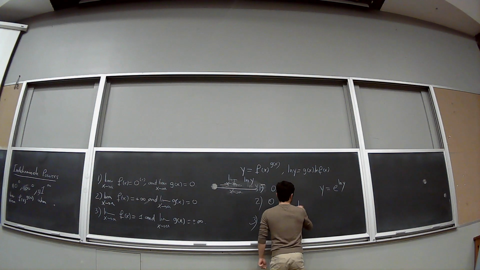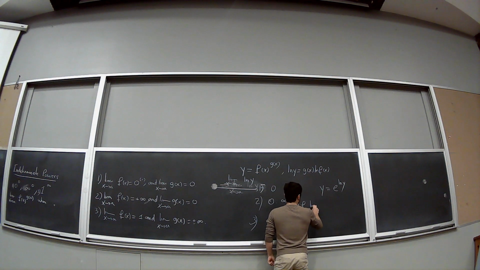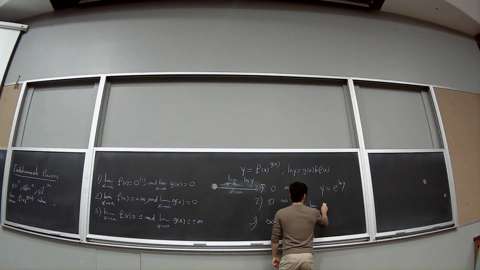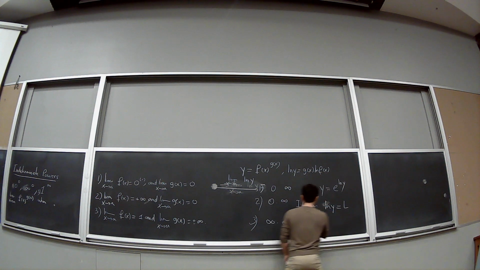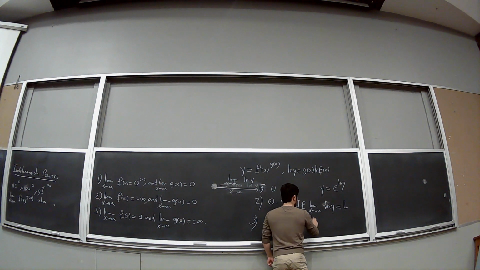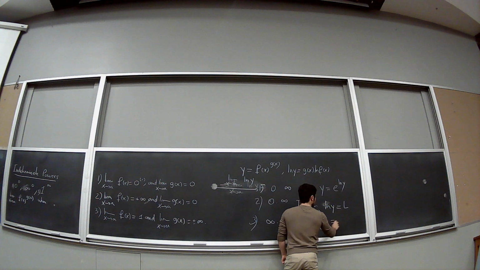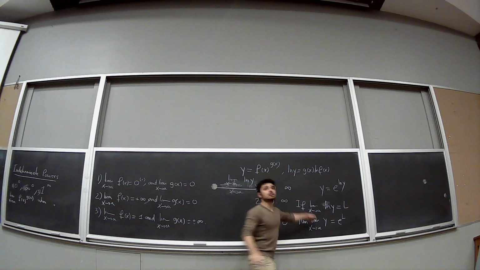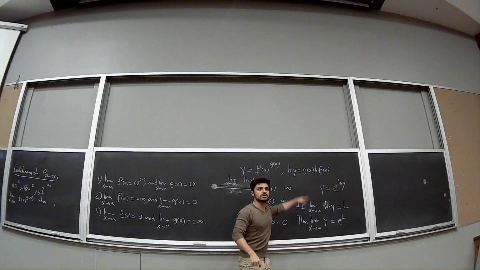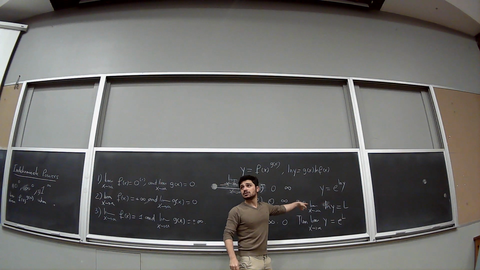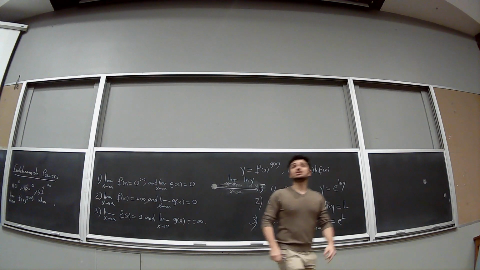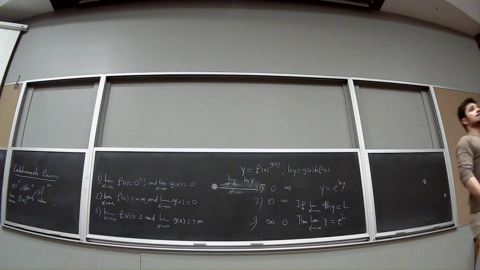So, if the limit as x goes to a of ln of y is L, then the limit as x approaches a of y is e to the L. We agree with this statement or not? This has nothing to do with indeterminate forms. This is things we have seen before. Are we good? Any questions about this? Please don't hesitate to ask.